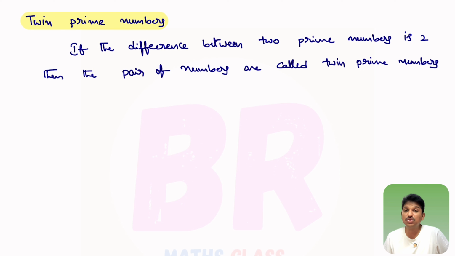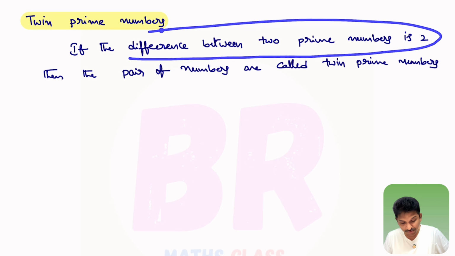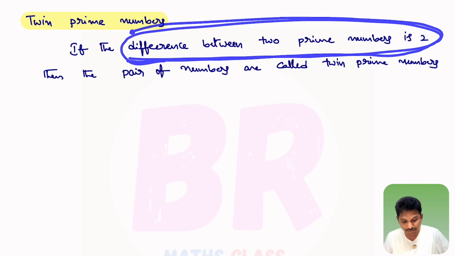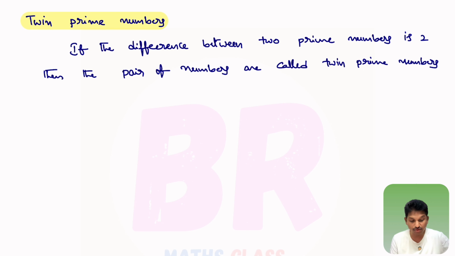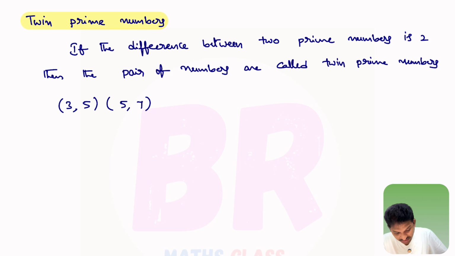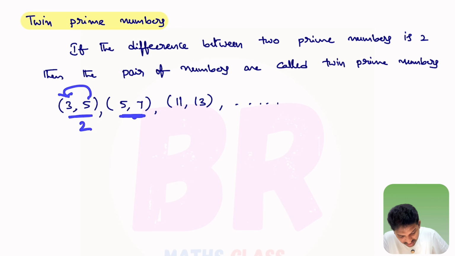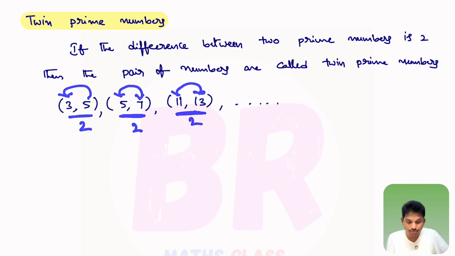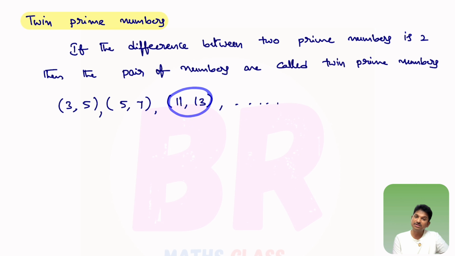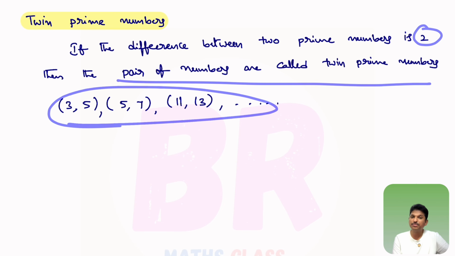What is meant by twin prime numbers? If the difference between two prime numbers is 2, then the pair of numbers are called twin prime numbers. For example, 3, 5 and 5, 7. You observe these two are prime numbers and the difference between them is 2. So these are known as twin prime numbers. 11, 13 are twin prime numbers. Not only that, 13, 11 are also twin prime numbers, right? The difference of two prime numbers is 2, then the pair of numbers are called twin prime numbers.